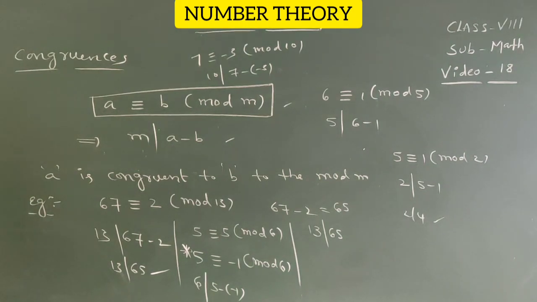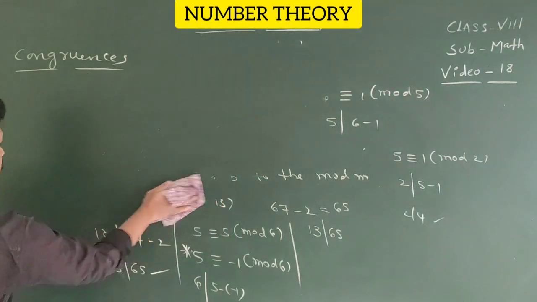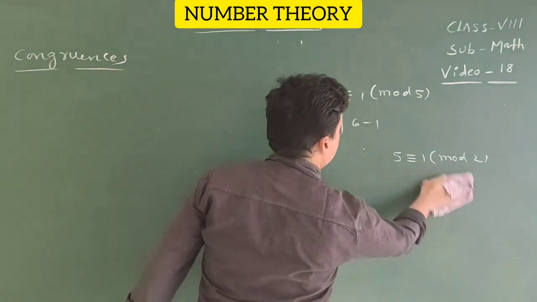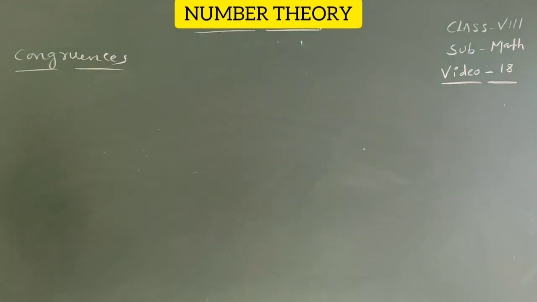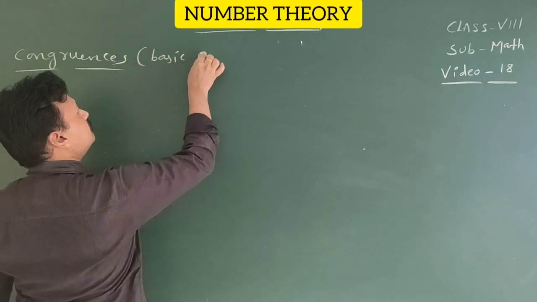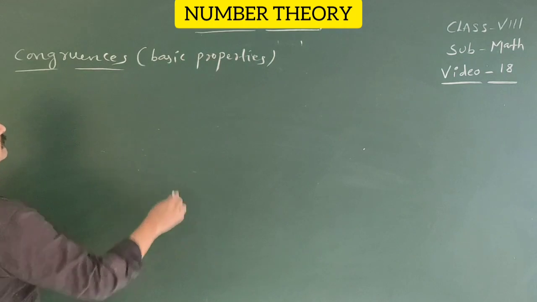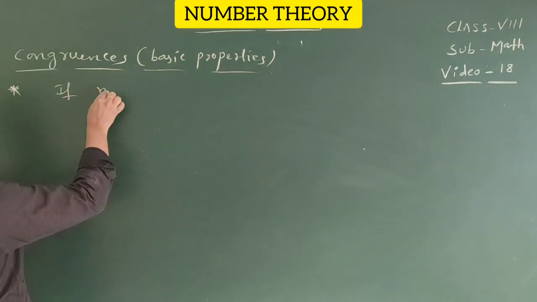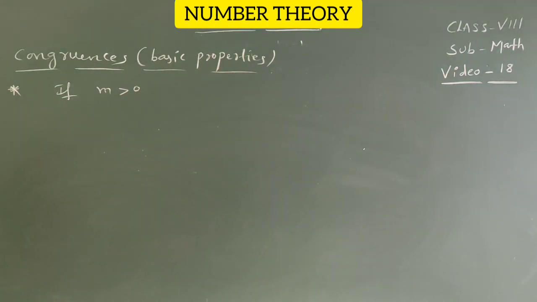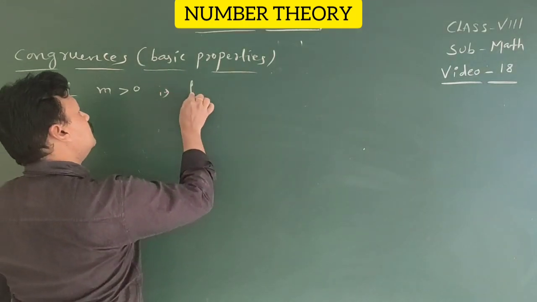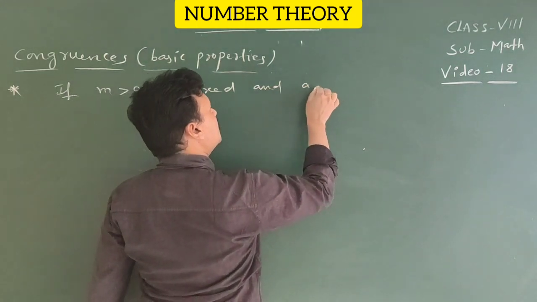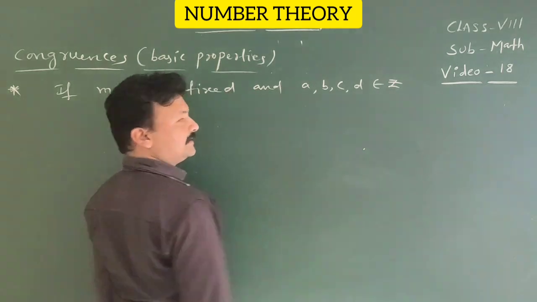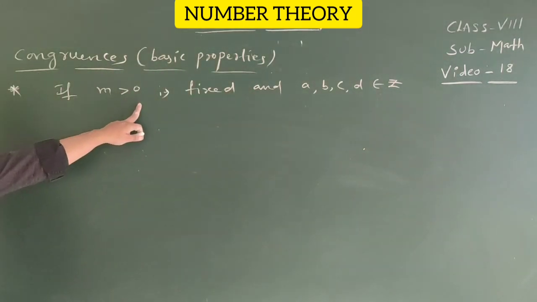Now, basic properties of congruences. Here, the important thing is: if m greater than 0 is fixed, and a, b, c, d are integers. m greater than 0 means positive and fixed. Here a, b, c, d are the given integers.